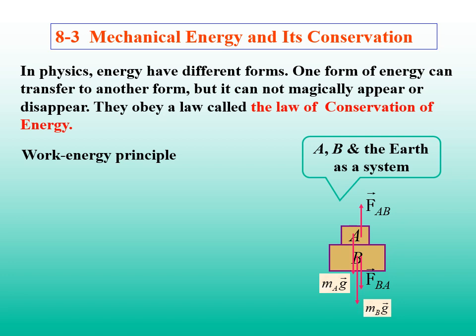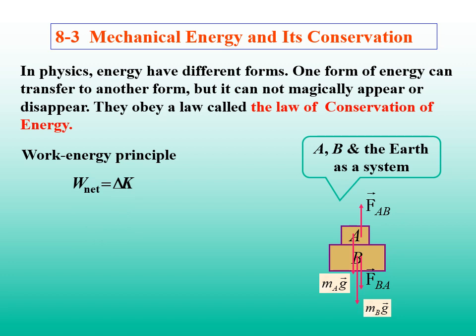Let us consider a conservative system in which only conservative forces do work. Energy is transformed from kinetic to potential or vice versa. We must consider a system because potential energy does not exist for an isolated object. This system might be, as in the example, block A, block B, and the Earth.